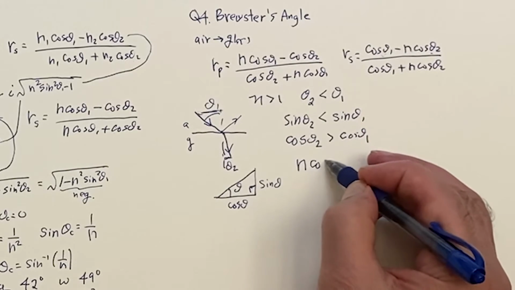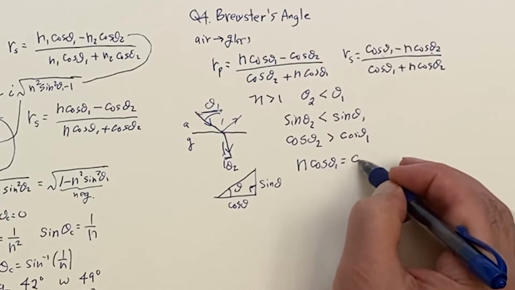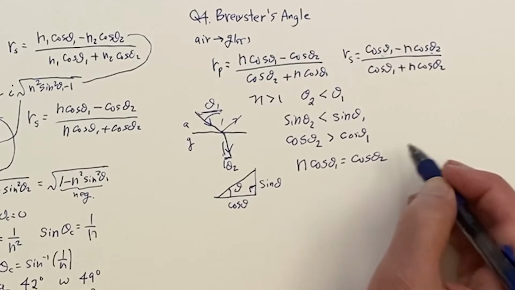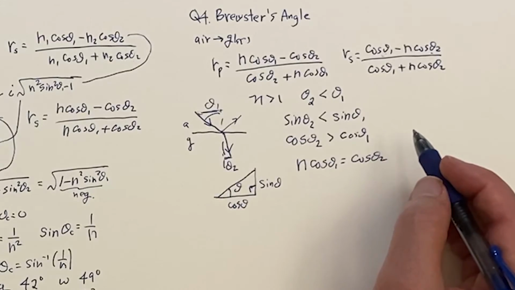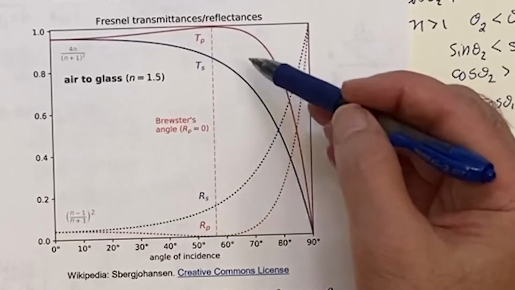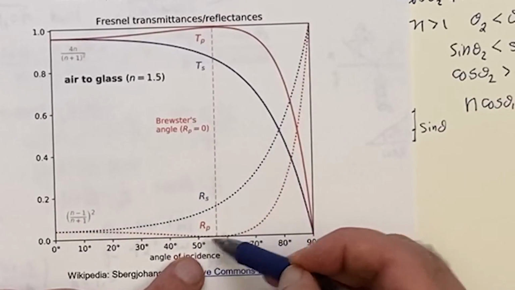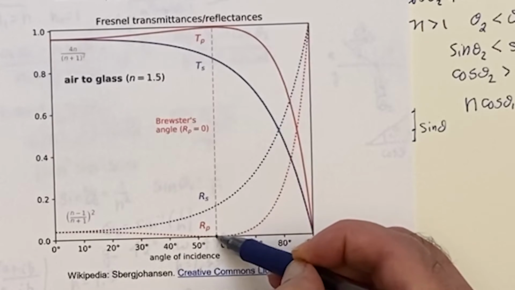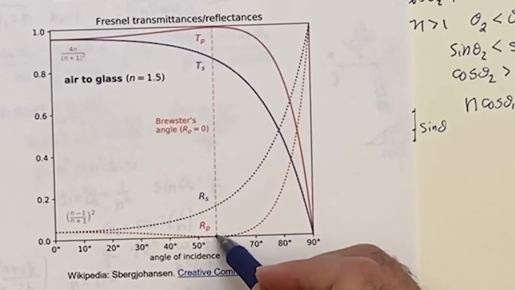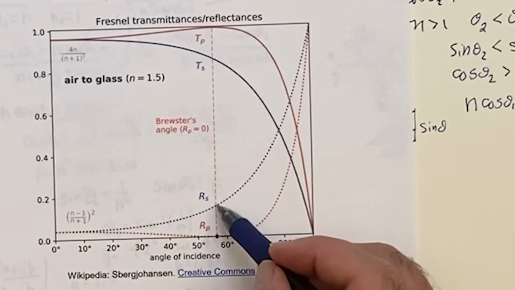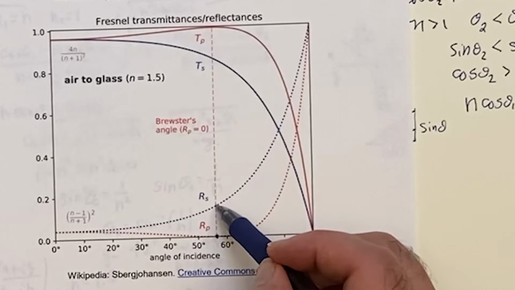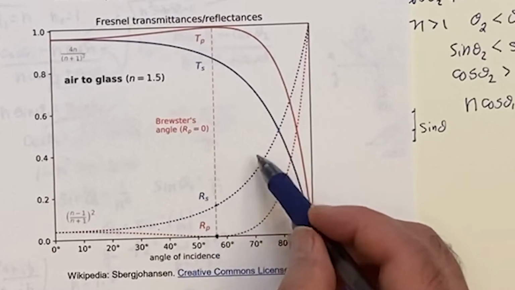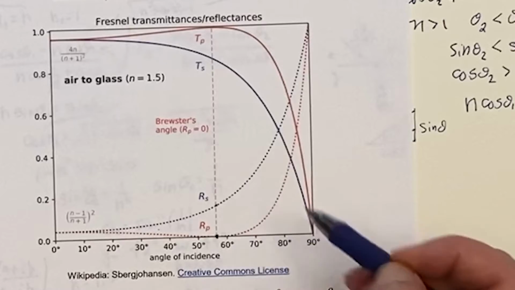So N cosine theta 1 equals cosine theta 2. Now we know from the graph, this picture from the other class, that if we're looking at RP, there is a place where you can zap it. In other words, at this angle, which looks like about 56 degrees with the glass. And here, when you did this one for homework, that's not 0. So you're not going to get 0 for that polarization. But for this one, you can get 0.